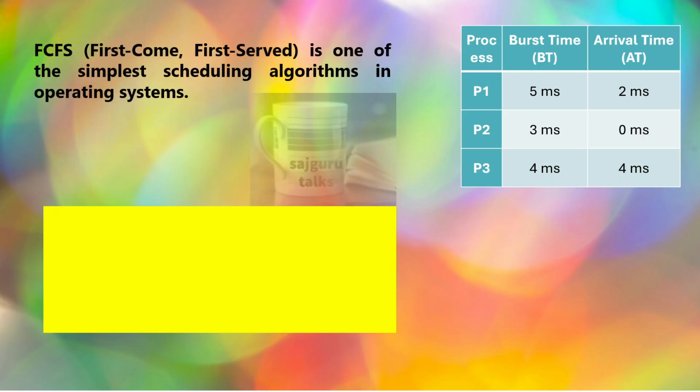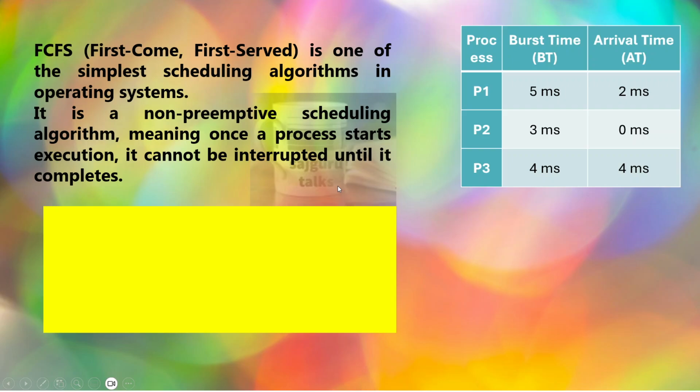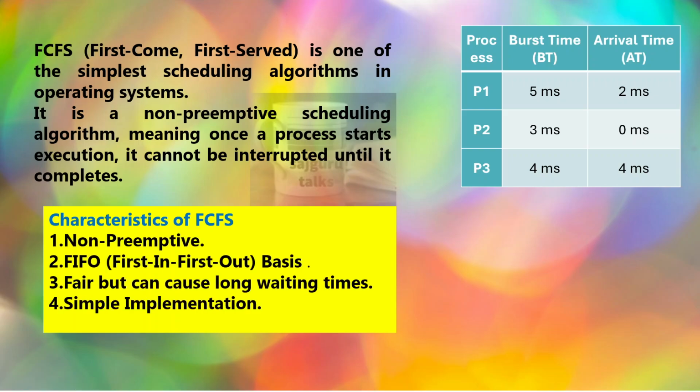Now, this FCFS scheduling algorithm. The FCFS scheduling algorithm is one of the simplest scheduling algorithms and it is a non-preemptive scheduling algorithm. Non-preemptive: after a process begins its execution, it will continue until it finishes. Now, the characteristics of FCFS can be categorized into four types. One is non-preemptive, FIFO, fair but can cause long waiting times, and simple implementation.